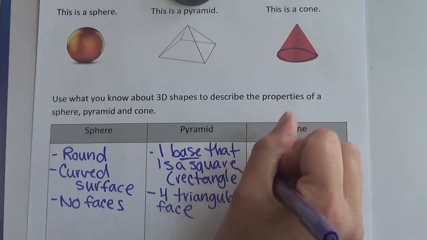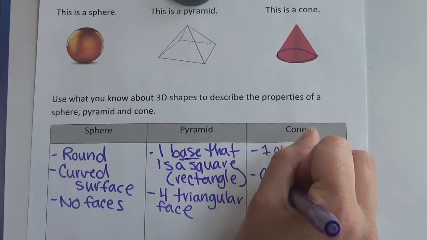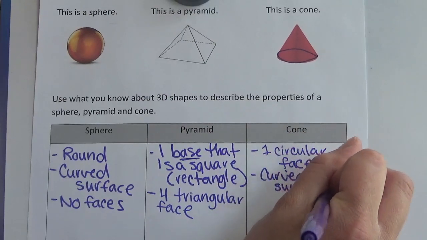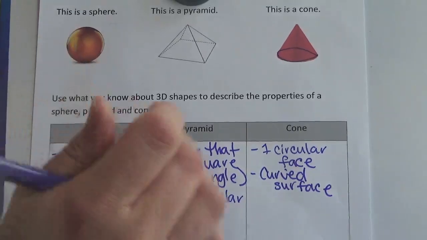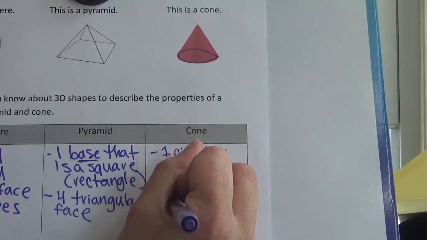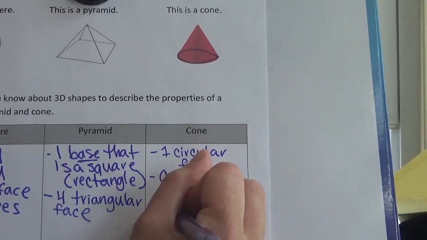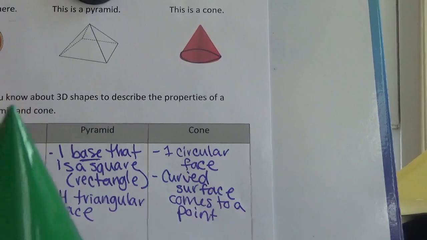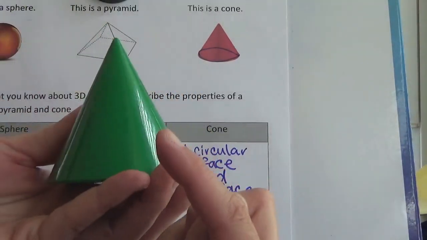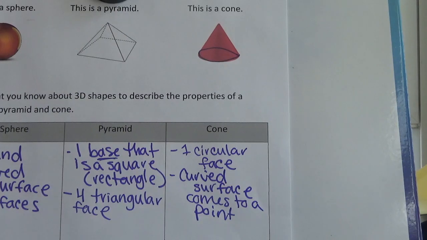And it also has a curved surface. But just like the sphere does, okay? So it has a curved surface that goes around, but the difference is that the curved surface comes to a point. So here we can see that the curved surface goes around and comes together at a point. Awesome. So this is how I would describe these 3 shapes.